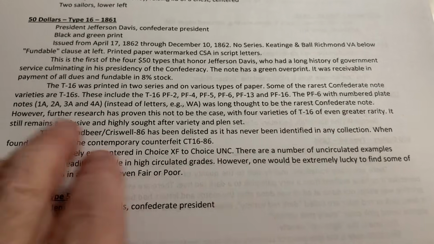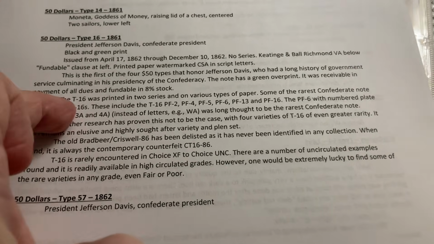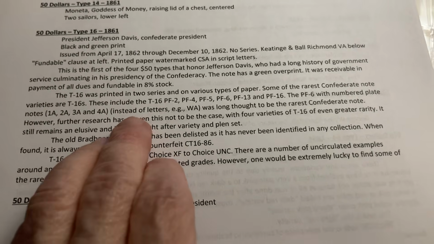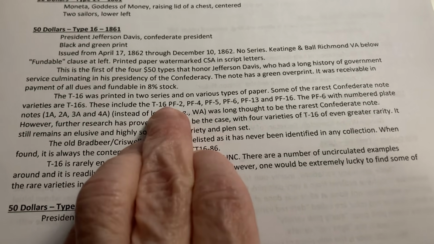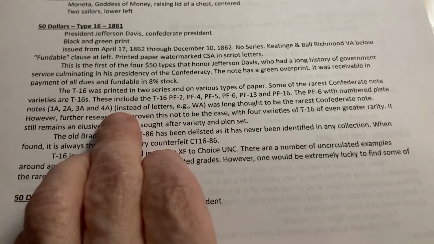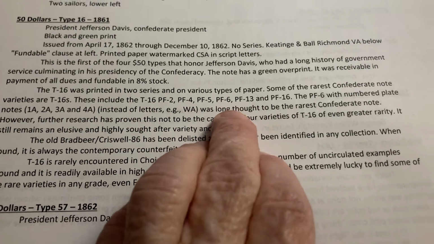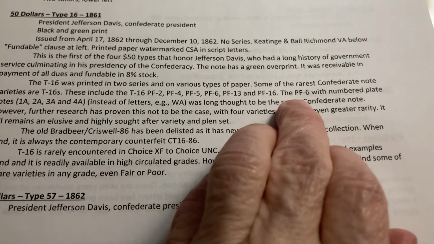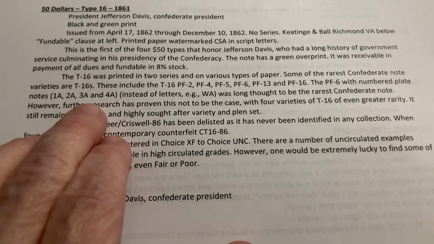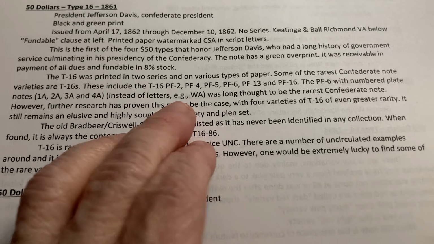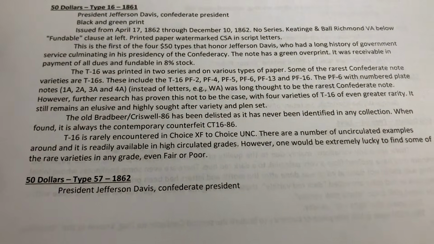Some of the rarest Confederate varieties are the Type 16s. So this is a tough one, but what Mr. Friquet is saying is, these are the different Fen numbers that he's referring to within the Type 16. These include the Type 16 PF 2, 4, 5, 6, 13, 16. The PF6 with numbered plate notes 1A, 2A, 3A, and 4A, instead of the letters, for example, WA, was long thought to be the rarest Confederate note.